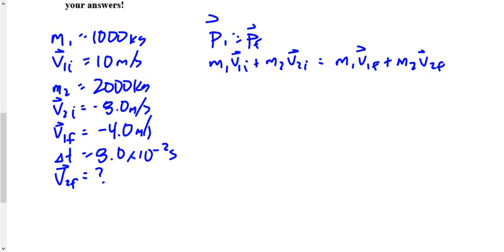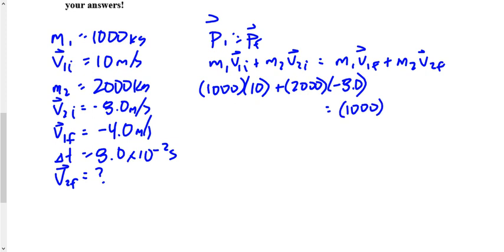Now, it'd be nice if we had the same mass for these cars because we could cancel it if they did, but we don't. One is 1,000, one is 2,000. The only way we can cancel is if we have the same number in every term. So we're going to say 1,000 times V1I plus 2,000 times V2I. Don't forget the negative again. Negative 8 meters per second. M1, once again, is 1,000 kilograms. V1F is negative 4.0 meters per second, plus 2,000 times V2F.